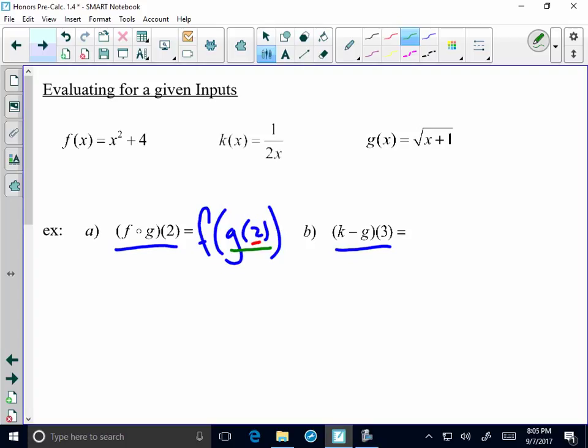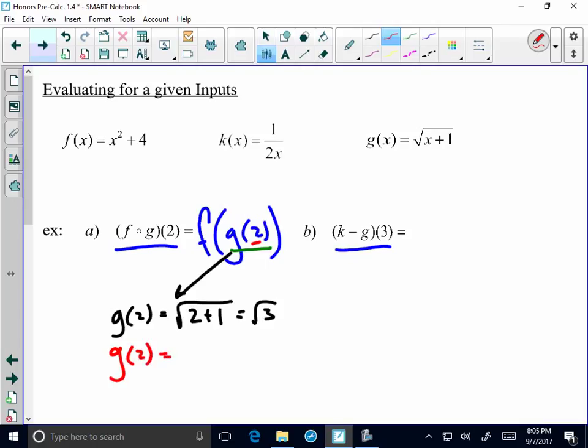So I'm going to do the evaluation of g of 2 first, and then plug that number into f, and then we'll see that we get the same thing when we first compose f and g and then plug in 2. So g of 2 is going to be the square root of 2 plus 1, so that gives us the square root of 3. So we can say now that g of 2 is the square root of 3.